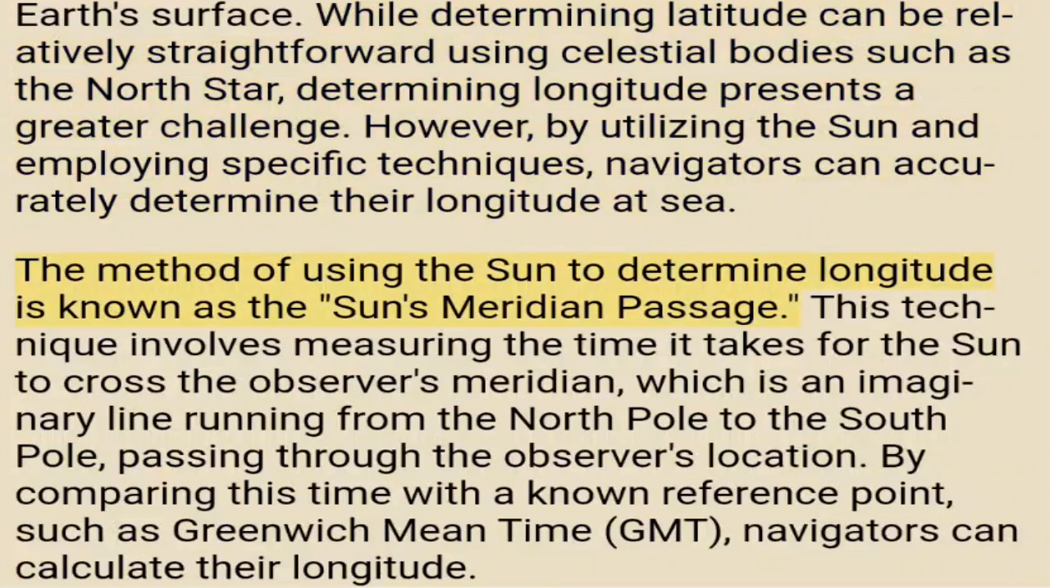The method of using the sun to determine longitude is known as the sun's meridian passage. This technique involves measuring the time it takes for the sun to cross the observer's meridian, which is an imaginary line running from the North Pole to the South Pole, passing through the observer's location. By comparing this time with a known reference point, such as Greenwich Mean Time (GMT), navigators can calculate their longitude.